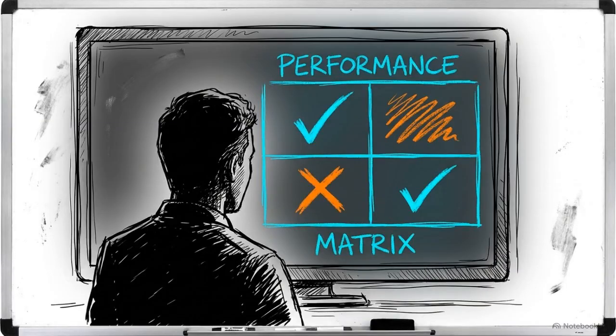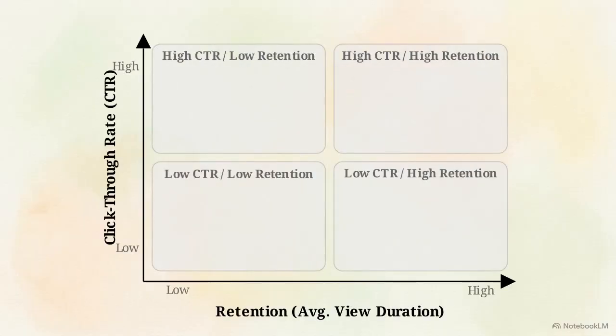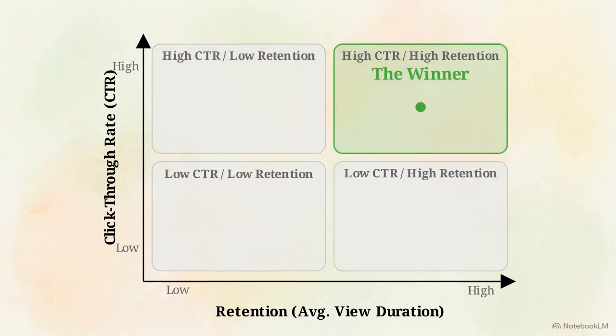To evaluate your existing videos, you can use the ultimate diagnostic tool, the click-through rate versus retention matrix. This matrix plots your click-through rate on the y-axis and your average view duration on the x-axis. Videos that land in the high CTR, low retention quadrant are in the danger zone. Your thumbnail made a promise that your video failed to keep, resulting in immediate viewer drop-off.